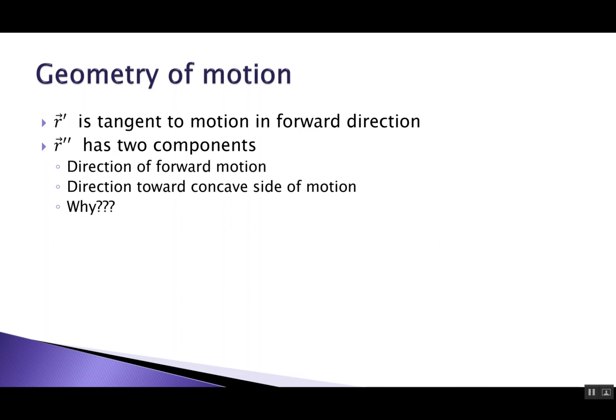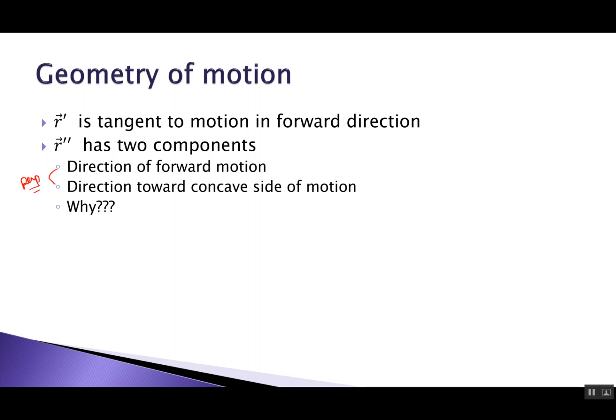The geometry of motion. This is going to be big for physics for you. R prime is tangent to the motion in the forward direction. R double prime has two components. It has one component that's in the direction of forward motion, and it has one that points in the concave side of motion. And these are going to be perpendicular to each other.